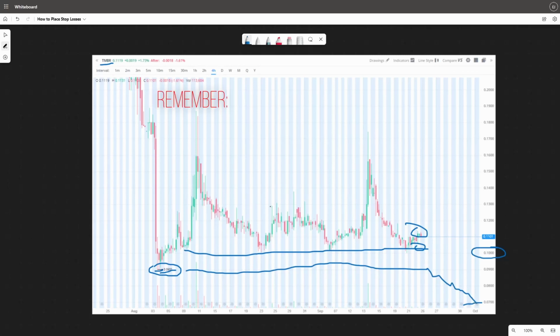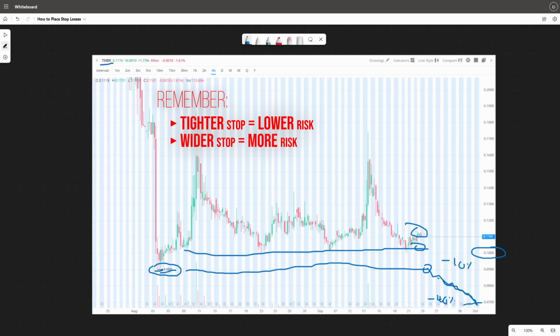I want you to remember, the tighter the stop loss you have, the lower the risk. The wider the stop, the more the risk. If you entered at 10 cents and the stock drops to 7, that's a wide stop loss. That's about negative 40%. But if you had your stop loss under 9, you would have saved the pain of the stock dropping this hard, and you would have only stopped out for negative 10% up here.